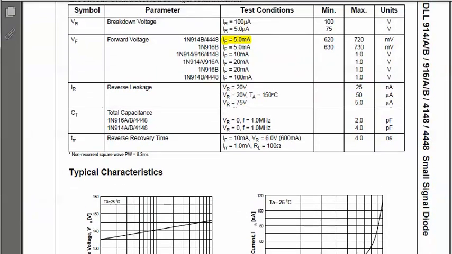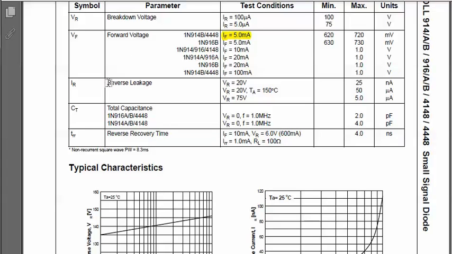Reverse leakage. Another thing you need to know is that when you think the diode is off and not conducting current, it is conducting current. There is always a little leakage current. Now, it may be negligible, but it may not. It depends on what you're trying to do.